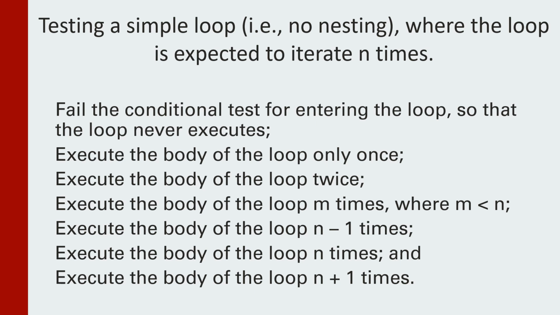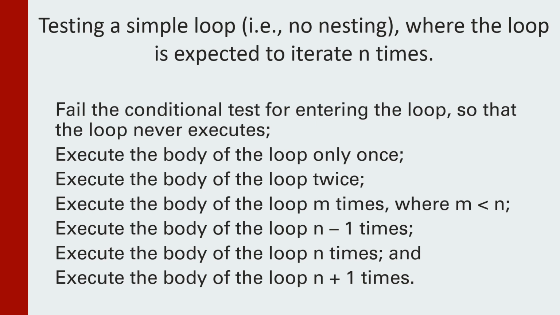If you want to test a simple loop where there's no nesting, where the loop can iterate, let's say, n times, then you would want to consider at least failing the conditional test for entering the loop at all, executing the body of the loop only once, only twice, some random value m, where m is less than n, executing the body of the loop n minus 1 times, executing the body of the loop n times, and trying to execute the body of the loop n plus 1 times.